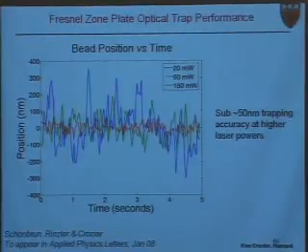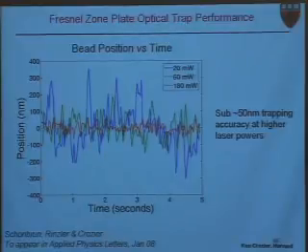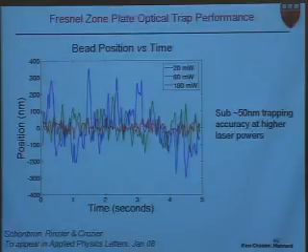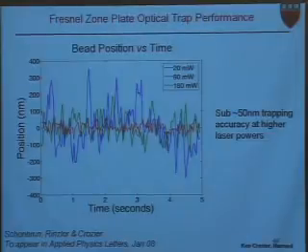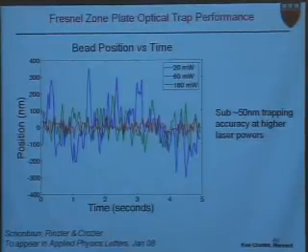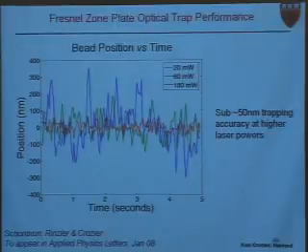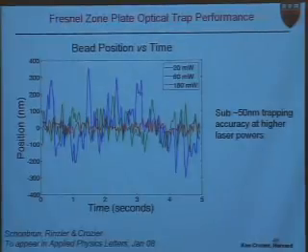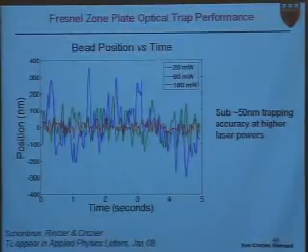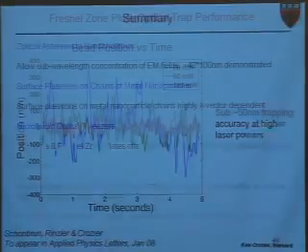This work is going to appear in APL later this month. The stiffness of the trap is about 10% that of a very high numerical aperture microscope lens, and that factor of 10 is due to the diffraction efficiency of the Fresnel zone plate being about 1 on pi squared. If we use a phase zone plate, then we could get that up to 4 on pi squared, or about 40%, and that's actually as good as the transmission of a lot of microscope lenses. So we have comparable performance, though we take a bit of a hit with the diffraction efficiency.